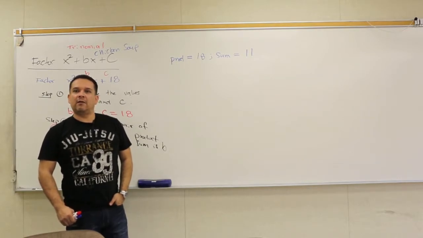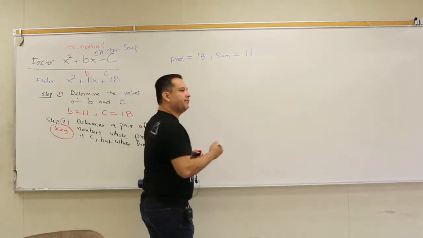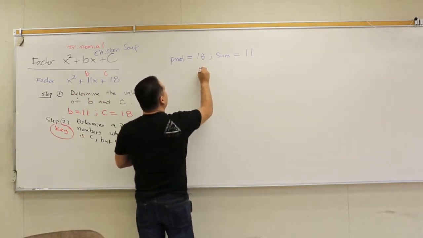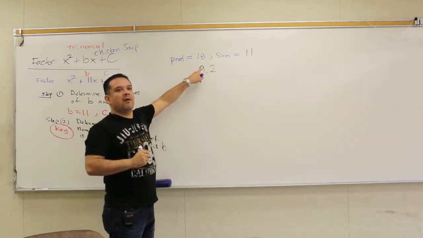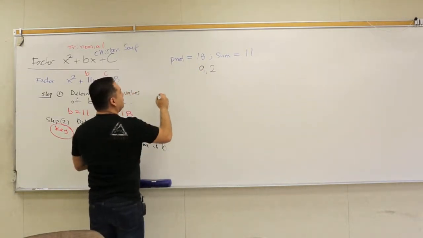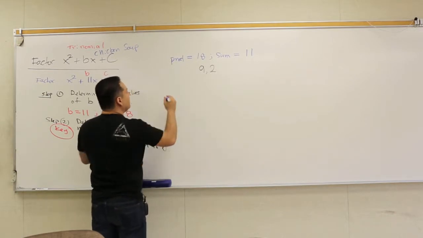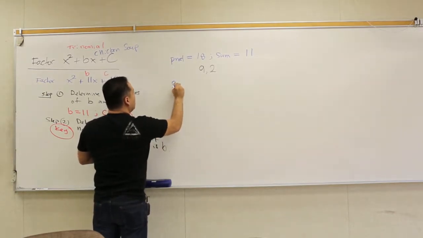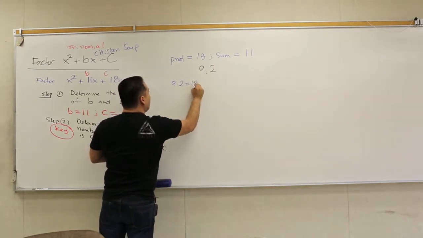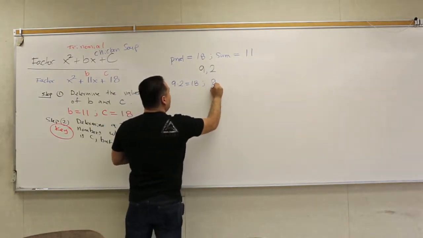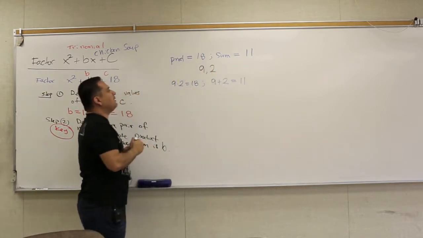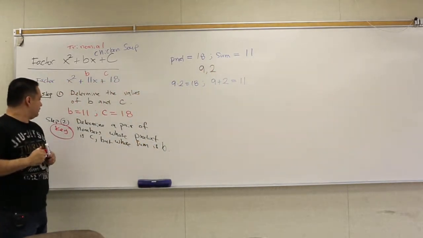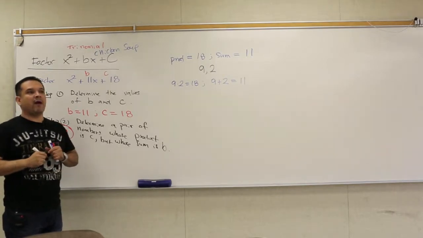What is it? How'd you do that so fast? Is it 9 and 2? Is that true? What's 9 times 2? 18. Let's check. I don't know. You guys did that too fast. 9 times 2 is 18. That's a product. What's the sum? 9 plus 2, and that's 11. Oh, you're right. This is the pair of numbers. 9 and 2 is the pair.